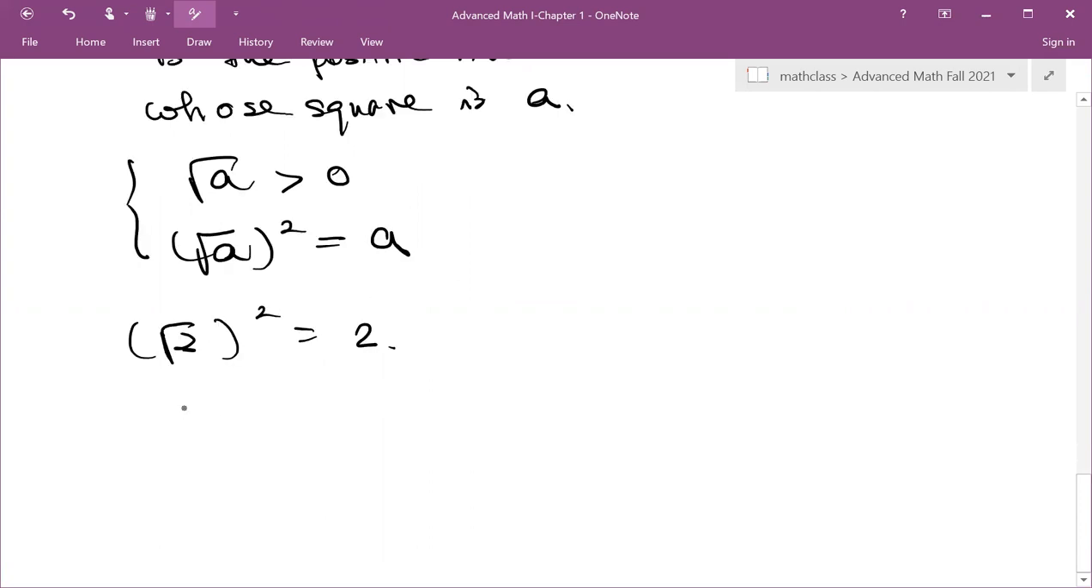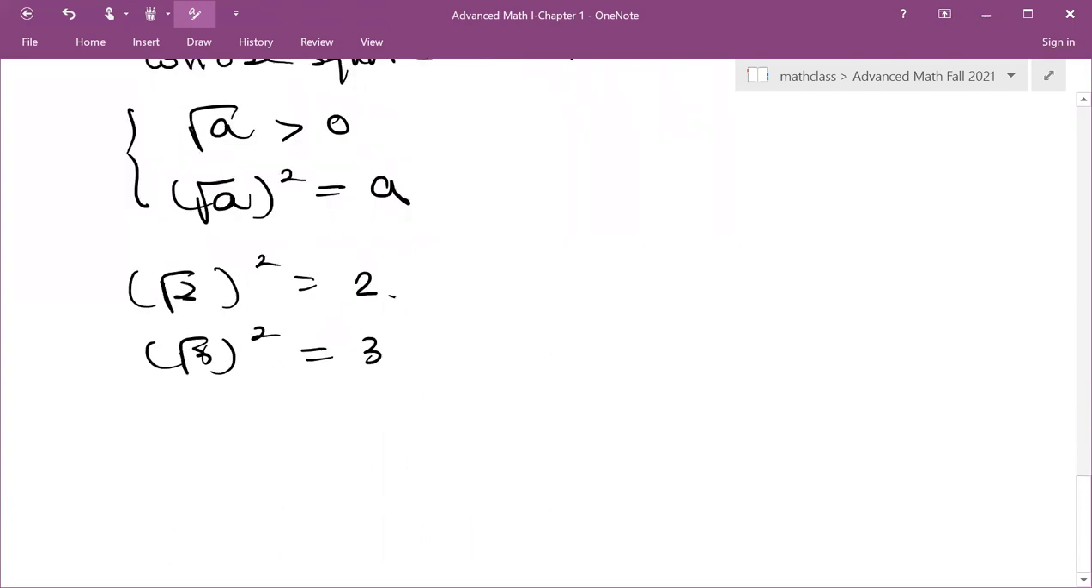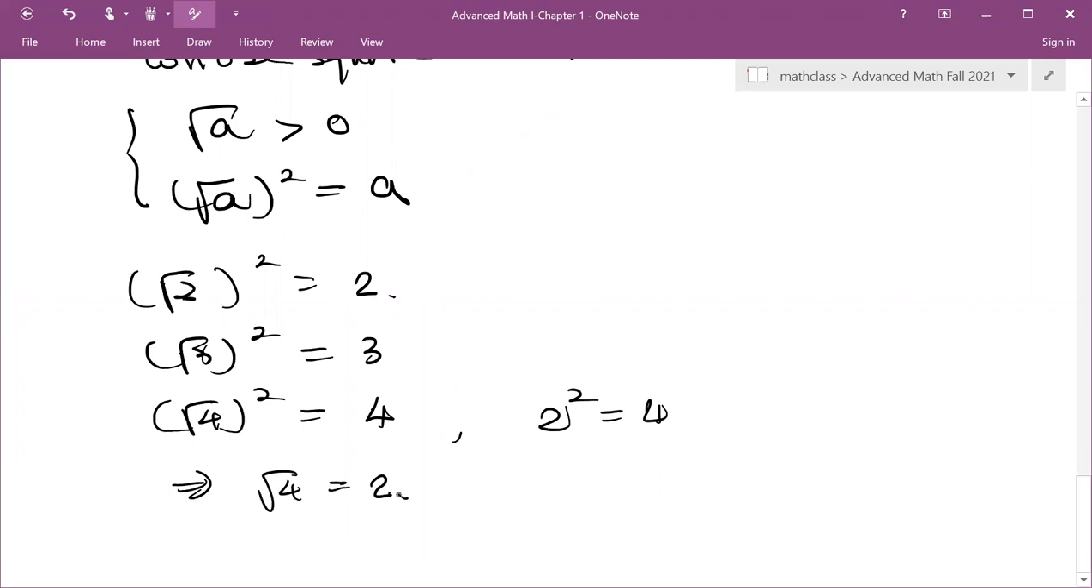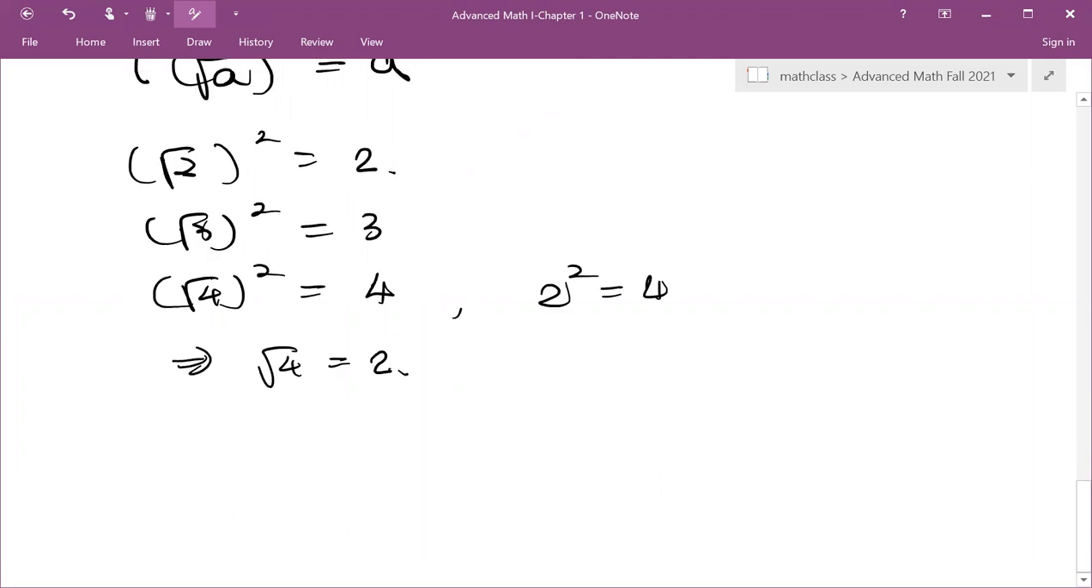And the square root of 3, its square is going to be 3. And the square root of 4, its square should be equal to 4. But we know that 2 squared equals 4, so therefore the square root of 4 is going to be 2. But in general, the square root of a is an irrational number, if a is not a perfect square.